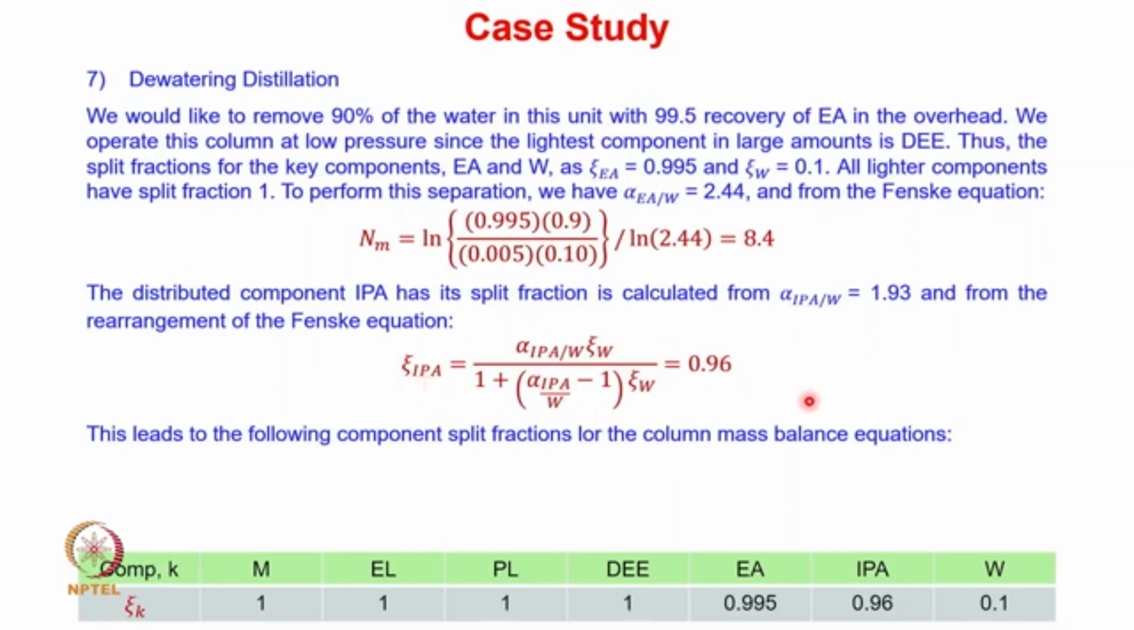In this manner we can calculate the split fraction of all the components. You can see that the methane, ethyl alcohol, propylene, diethyl ether are the light components compared to ethyl alcohol, and therefore their split fractions are almost equal to 1, whereas ethyl alcohol has a split fraction of 0.995, which we have assumed, isn't it? And we have calculated the split fraction of isopropyl alcohol by using this particular methodology, which we have extensively seen earlier, isn't it? And for water it is already given as 0.1.